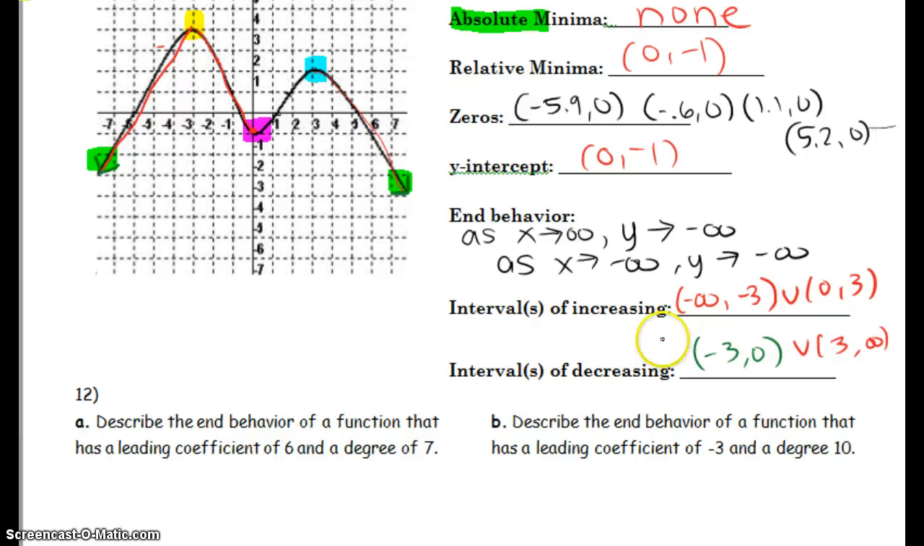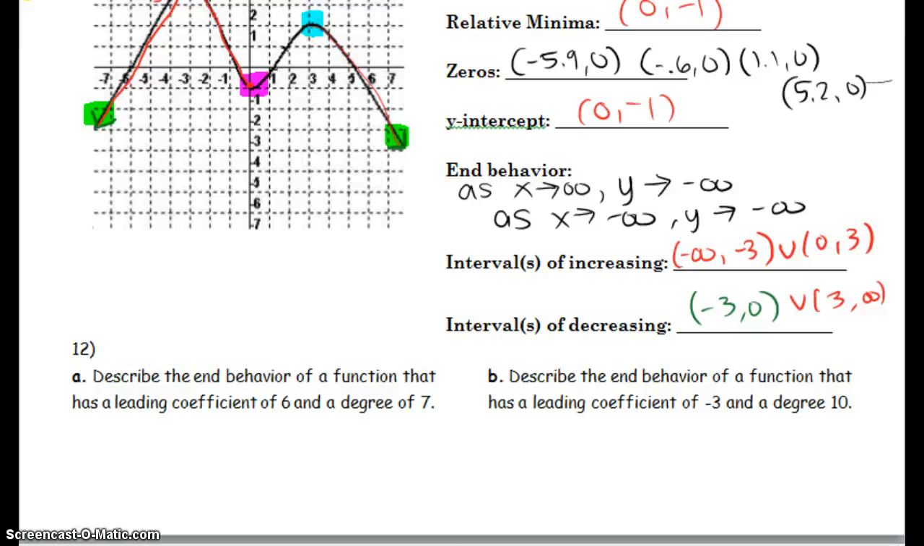Okay, last one. We are describing the end behavior of a function that has a leading coefficient of 6 and a degree of 7. So we know that an odd degree means that our polynomial is going to have its end behavior opposite. Even functions are the same, odd functions are opposite, odd degree. So a degree of 7 will have 6 turning points. Since our leading coefficient is a positive, that means overall our trend is going to be an increasing.